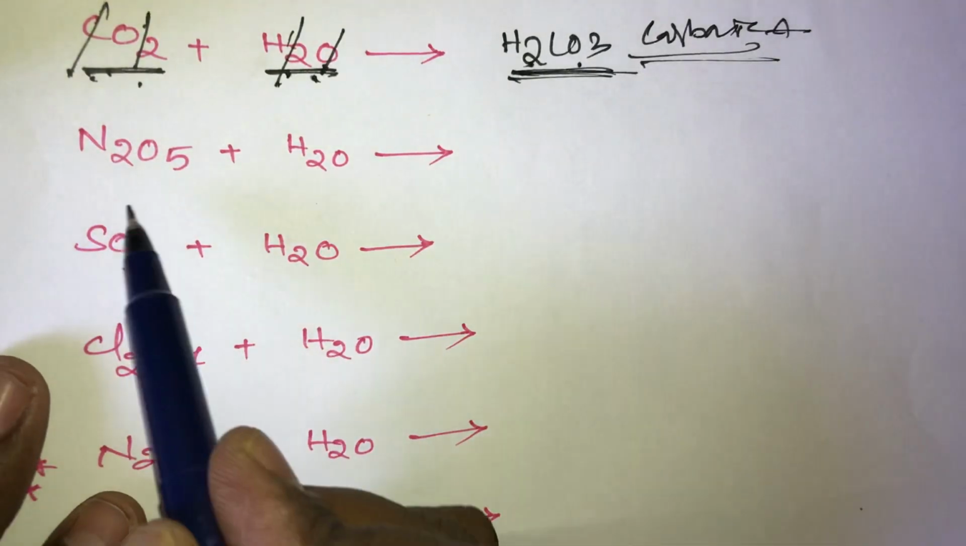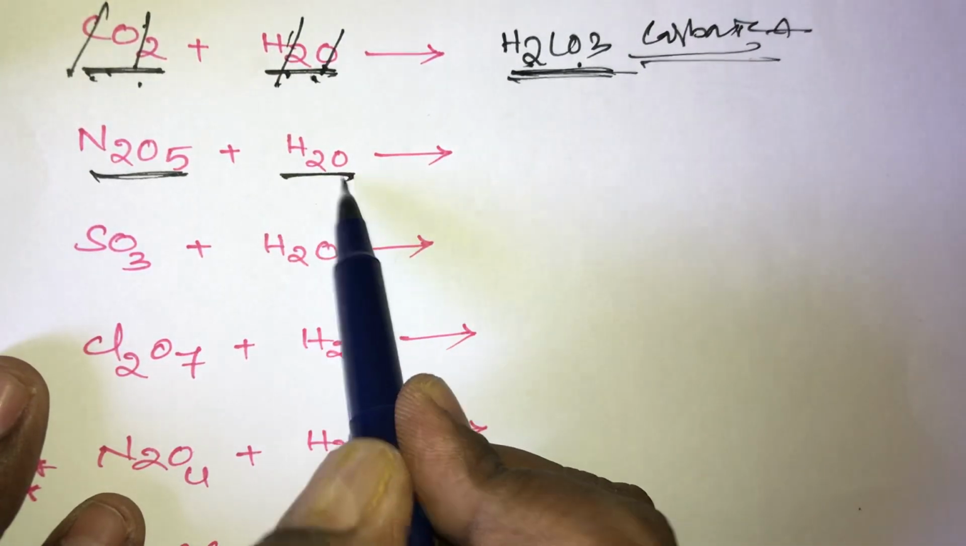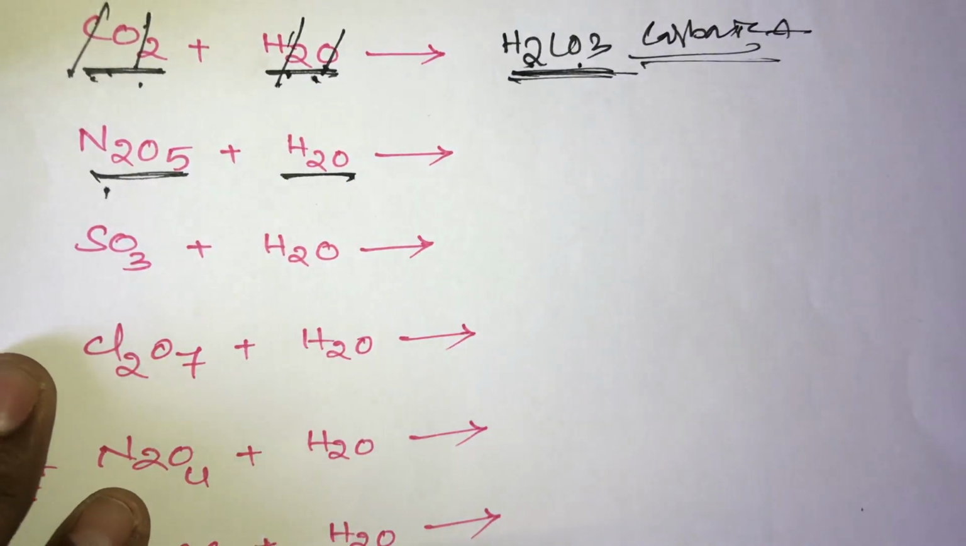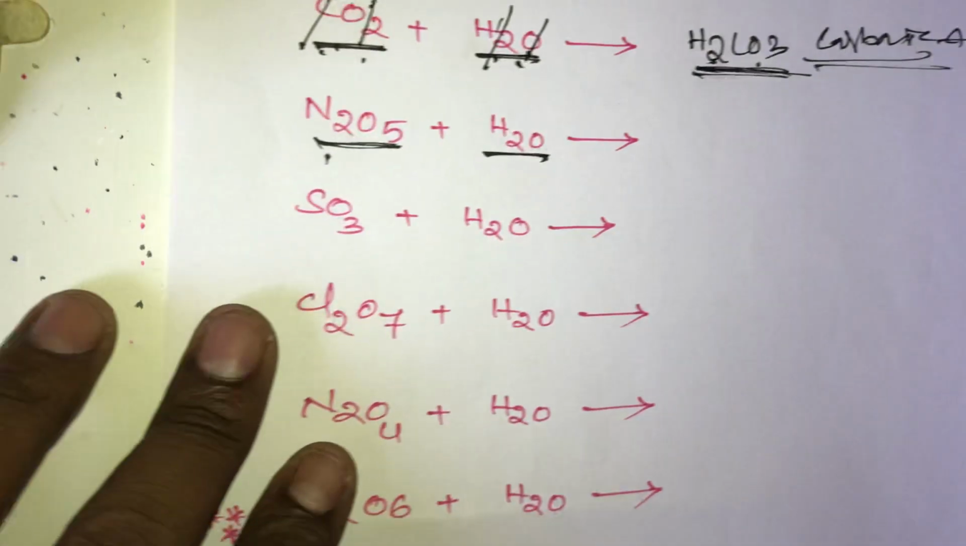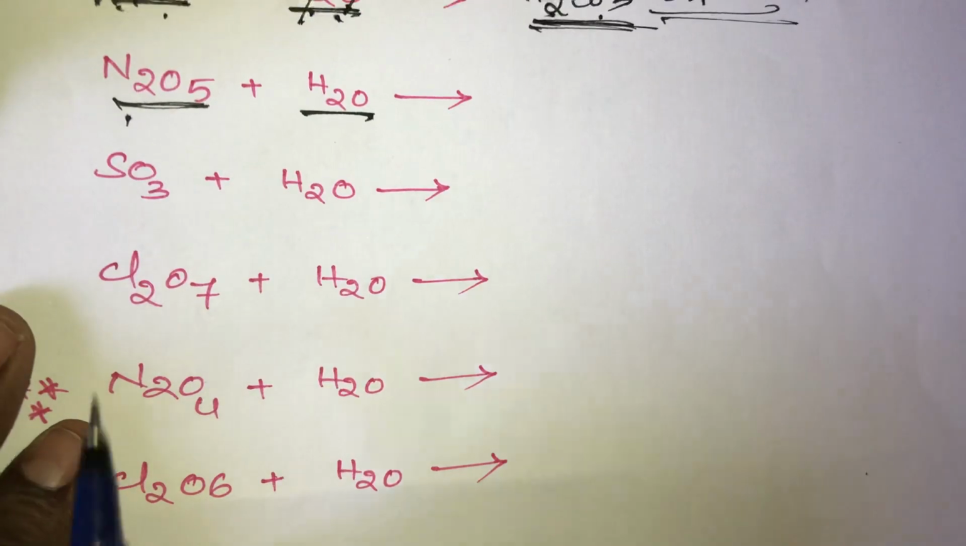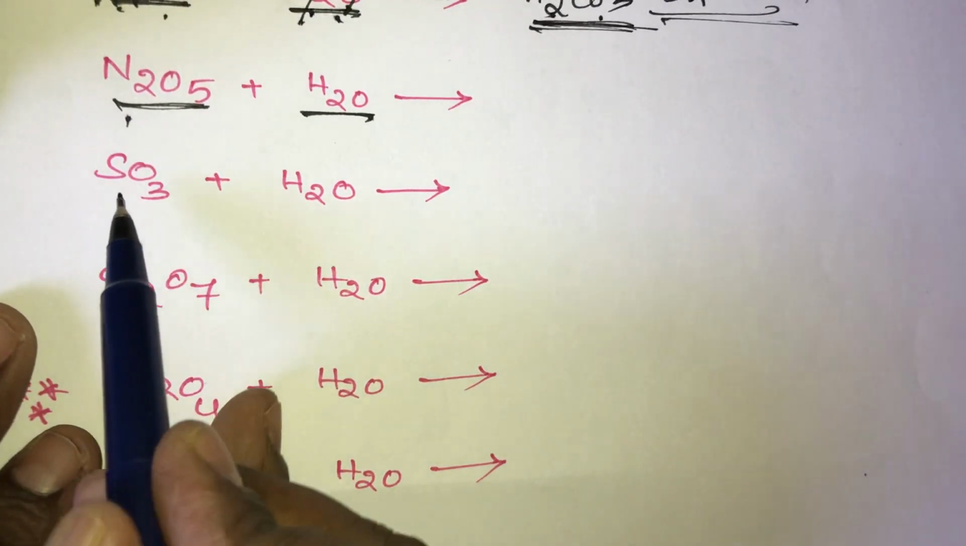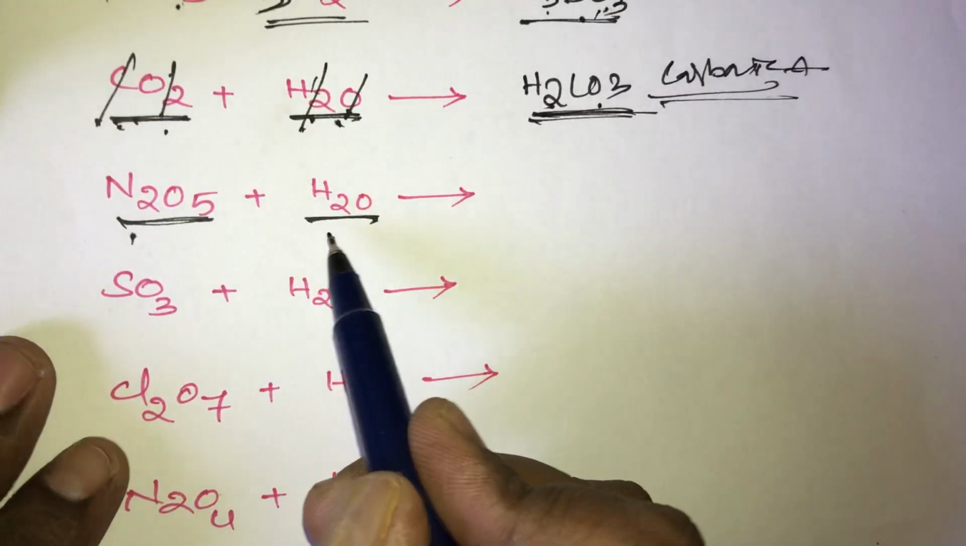And another one is N2O5. Nitrogen belongs to the fifth group elements. So N2O5 dissolves in water. N2O5 dissolves in water to form nitric acid.